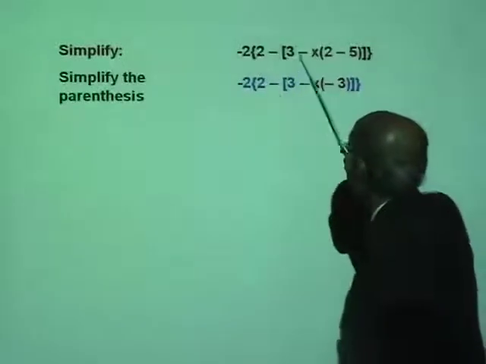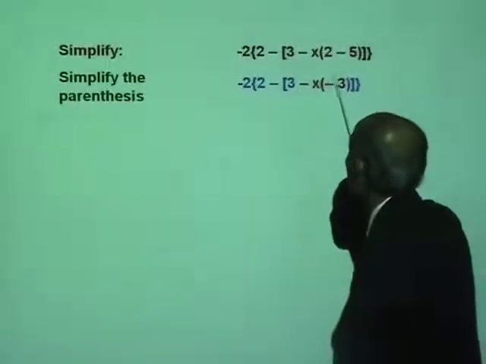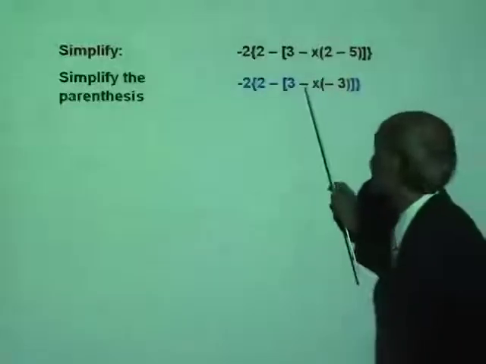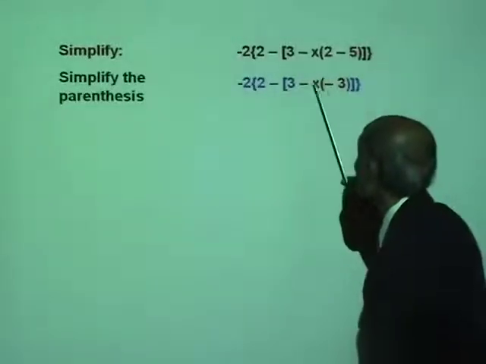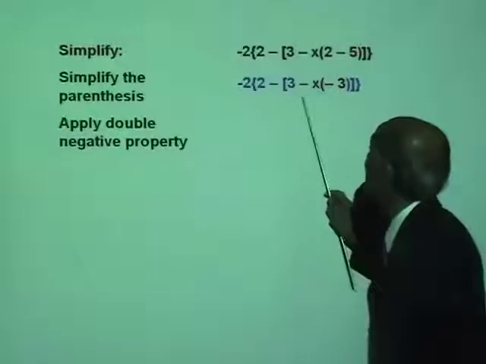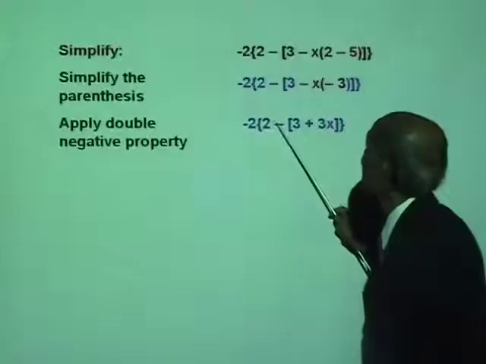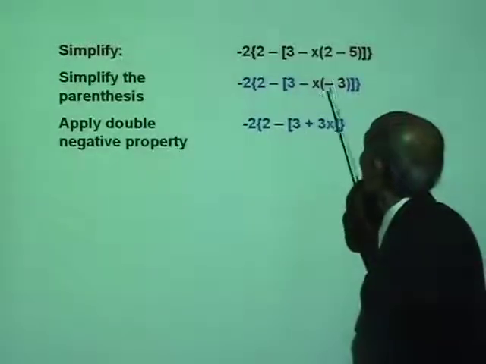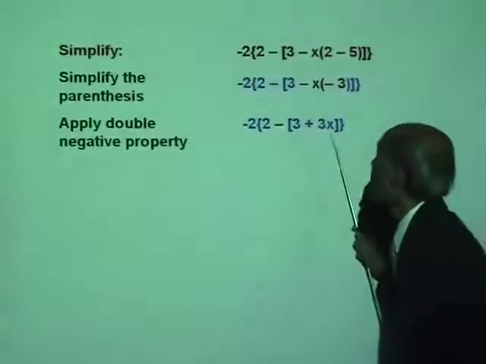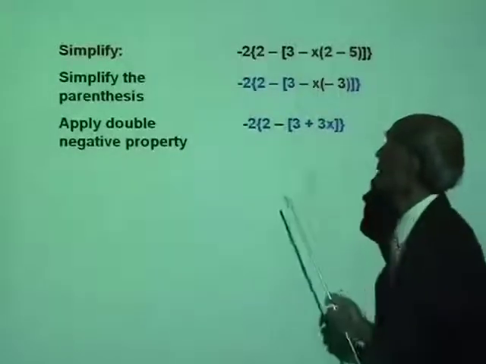So leave everything else the same. Just simplify this. This 2 minus 5 now is negative 3. Now what you have here in my red coloring is negative x times negative 3. So simplify that. Apply the double negative property here. That will give you negative 2, braces, 2 minus, bracket, 3, negative x times negative 3 is positive 3x. You see that? This now becomes positive 3x.